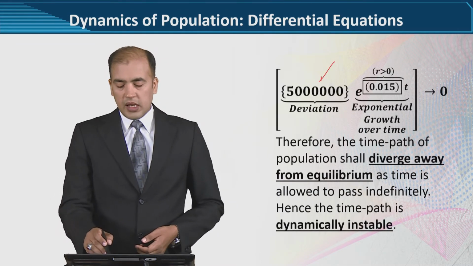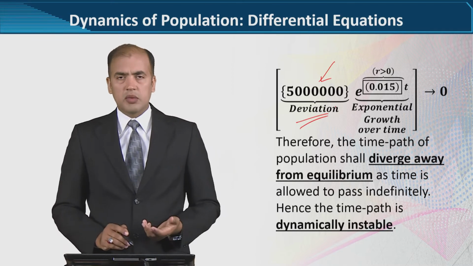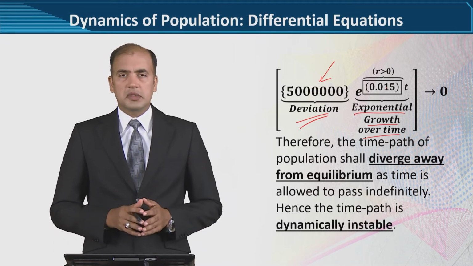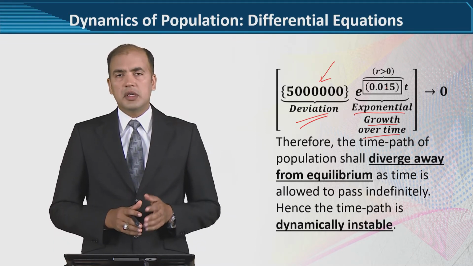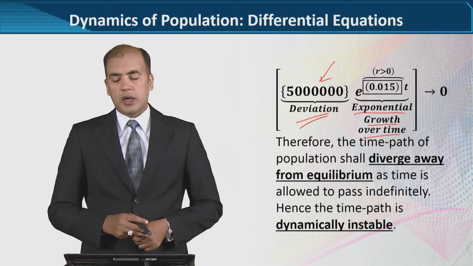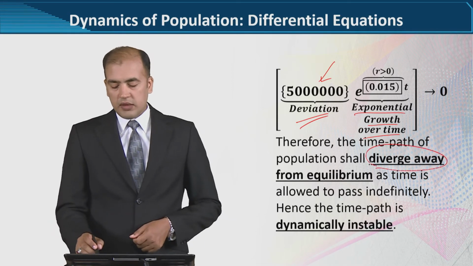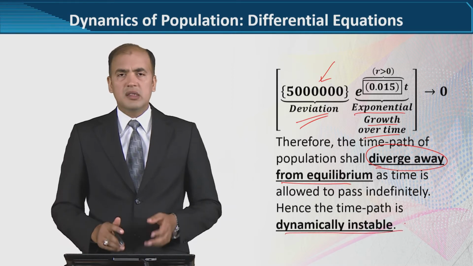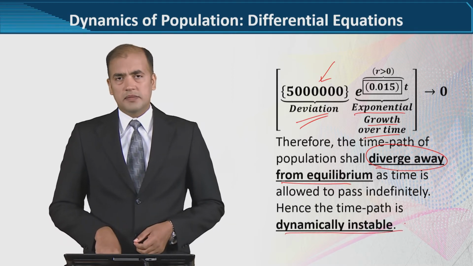सो ये आपको पता है ये डेविएशन वाला हिस्सा होता है जो पॉजिटिव भी हो सकता है और नेगेटिव भी, और ये है एक्सपोनेंशियल ग्रोथ ओवर टाइम. और ये ग्रोथ इसलिए है बिकॉज आपने देख लिया है कि जो R की वैल्यू है जो कि T का कोफिशिएंट है इट इज़ पॉजिटिव. सो इट मीन्स के एक्सपोनेंशियल डिके के बजाय एक्सपोनेंशियल ग्रोथ होगा, which shows that there will be divergence away from the equilibrium and the time path is dynamically unstable.